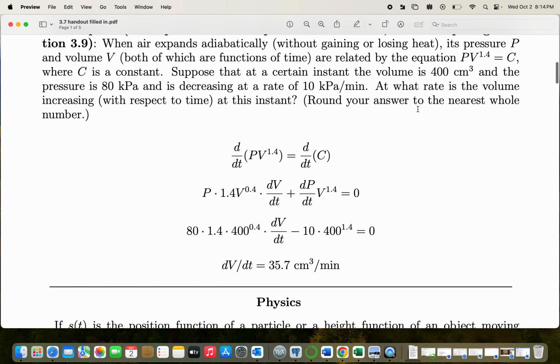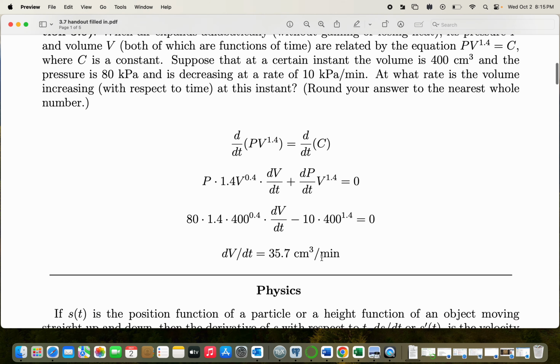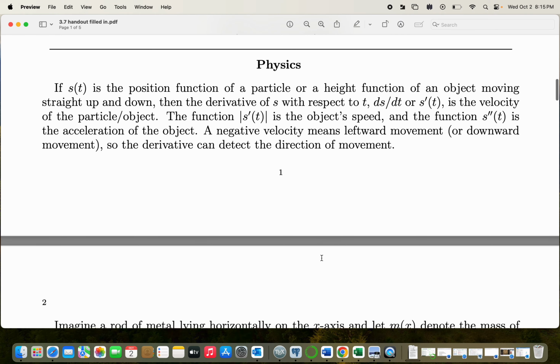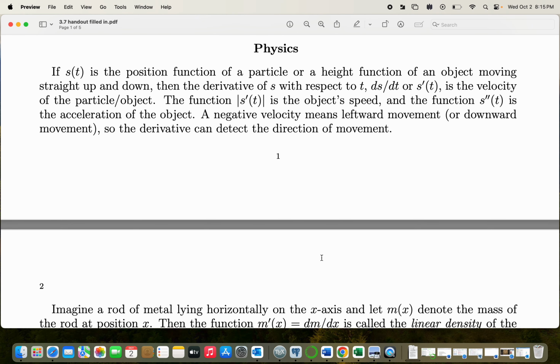It says round your answer to the nearest whole number. I should have read the question better. So I guess 36 is what this wants. Anyway, 35.7 or 36. So in physics, the classic derivative you would see in like general physics 1 would be just thinking about velocity and acceleration.